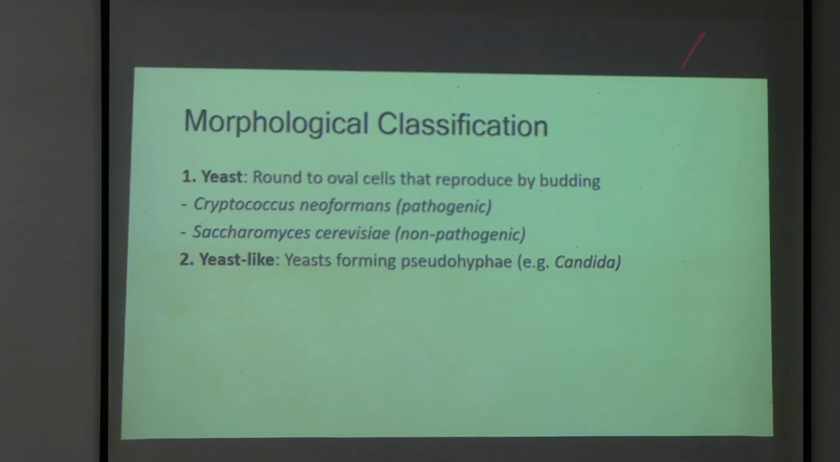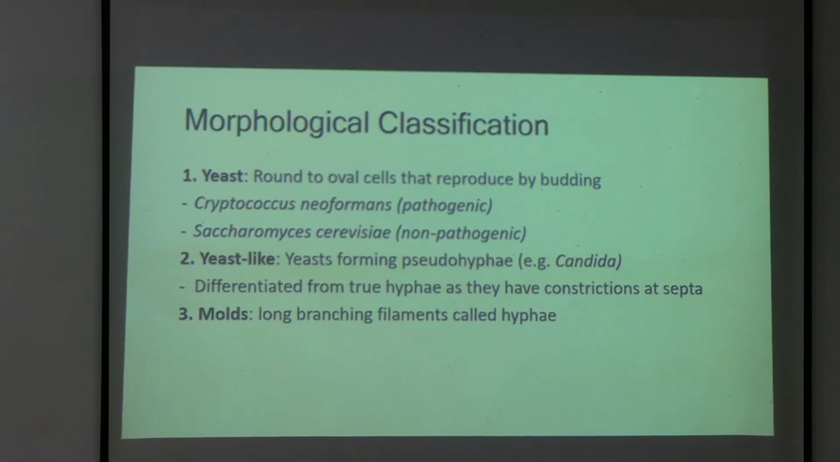Yeast-like. You might have heard about this organism, Candida. Has everybody heard about Candida? Candida is yeast-like. How do we differentiate between the yeast and the yeast-like? Yeast-like has pseudohyphae. Then molds. When we keep a bread outside for a very long time, we see something growing from there, isn't it? Those are molds. And these molds have hyphae, either septate hyphae or non-septate hyphae. Then next we have dimorphic fungi.